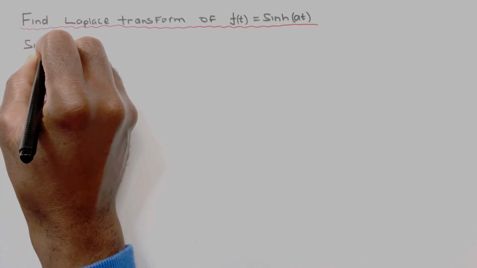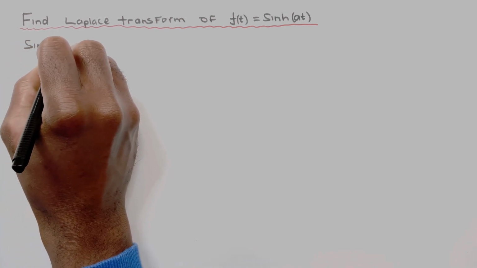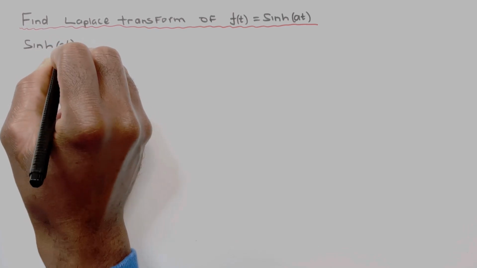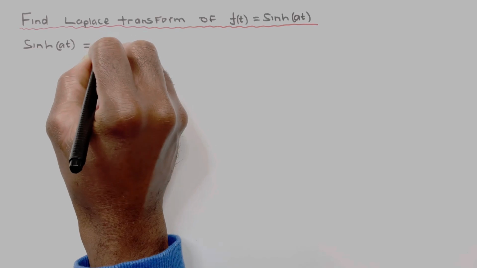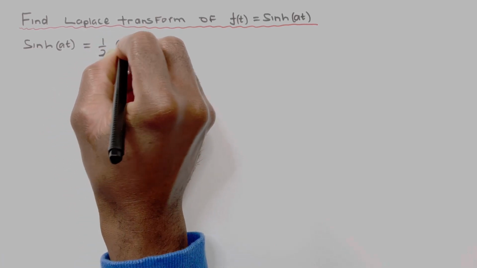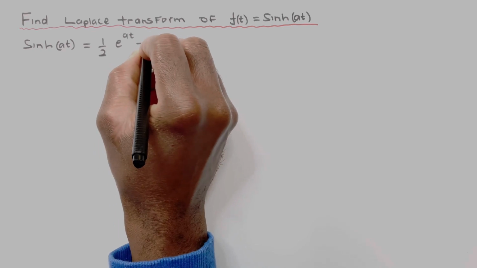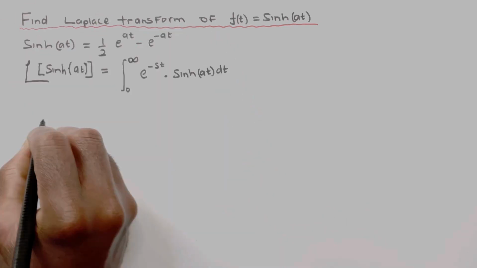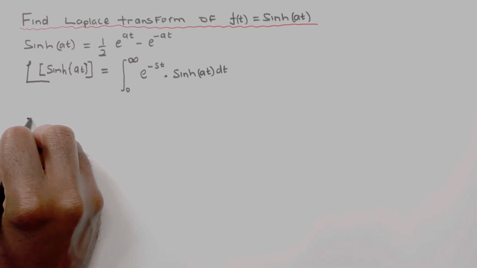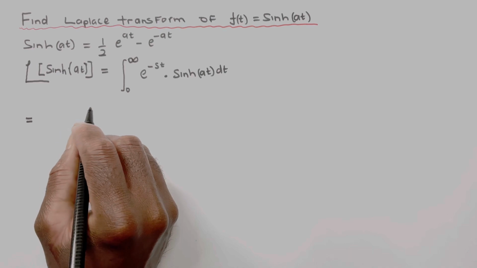of sine at. And we know what sine at is in exponential form: a half, e to power iat minus e to power minus iat. And we can write it in the Laplace form, replacing the sine with its exponential form.